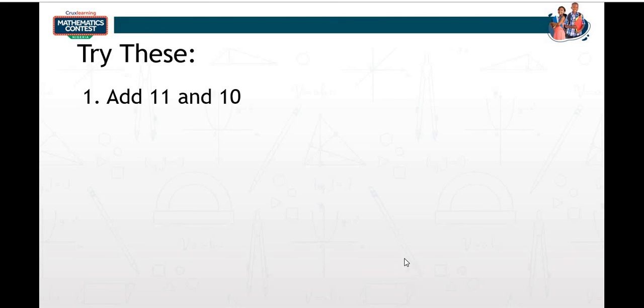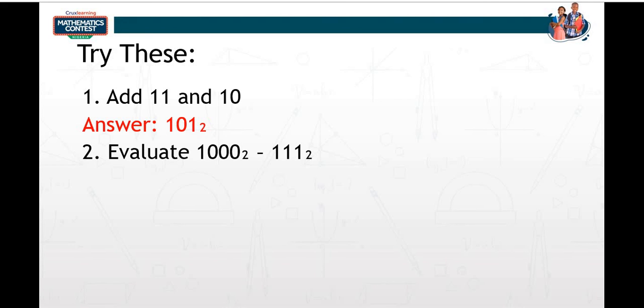So try this. Add 11 and 10 in base 2. What's your answer? 11 and 10 in base 2. Very good. 101 base 2 is the answer. Okay, subtract 111 base 2 from 1000 base 2. What do you have? 1 base 2. Yes.